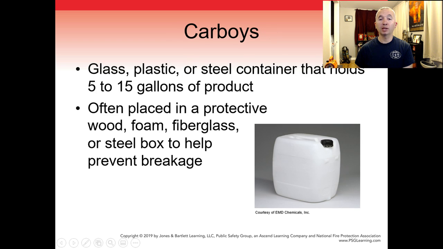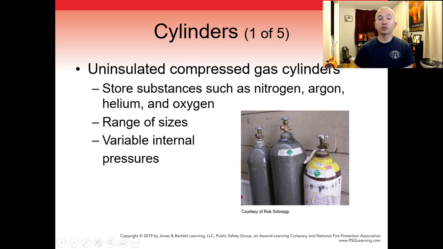Carboys are glass, plastic, or steel containers that can hold 5 to 15 gallons of product. They're often placed in a protective wood, foam, fiberglass, or steel box to prevent breakage. Cylinders are uninsulated compressed gas cylinders. They store substances such as nitrogen, helium, and oxygen, and range in sizes, and variable internal pressures are present.